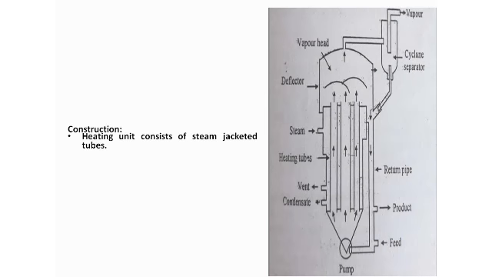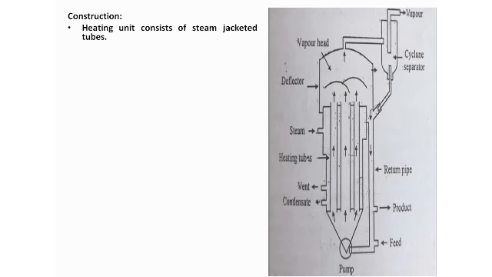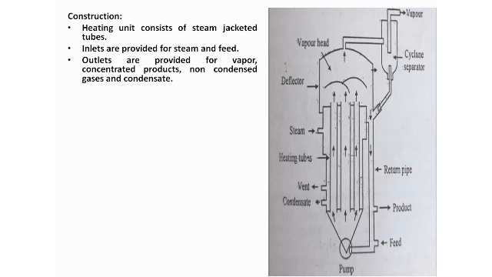So I am showing the construction. The heating unit consists of the steam jacketed tubes. These are the steam jacketed tubes, right? Next, the inlets are provided for the steam and the feed. Similarly, outlets are provided for the vapor, for the concentrated product, and a vent for the non-condensate, and here the condensate liquid.